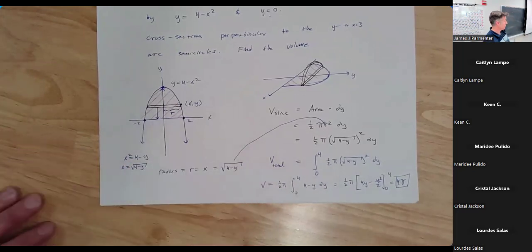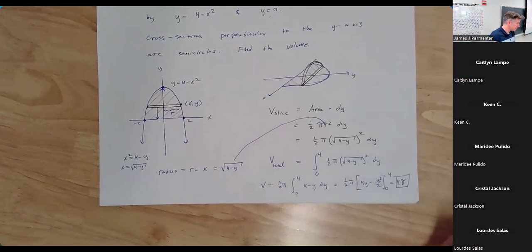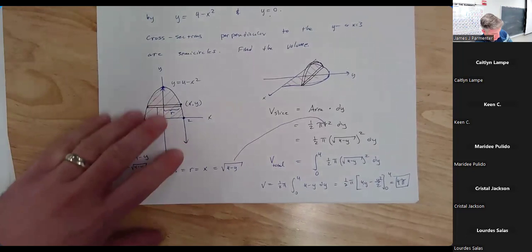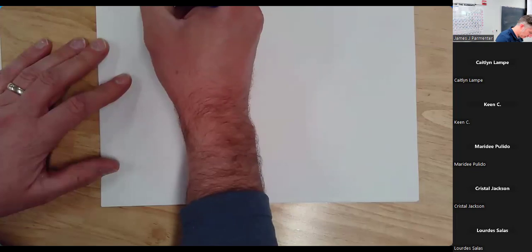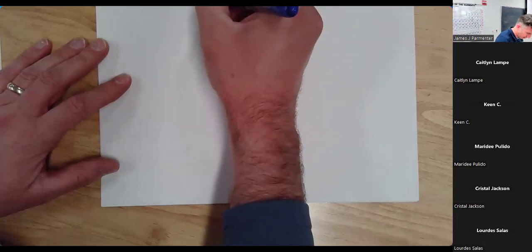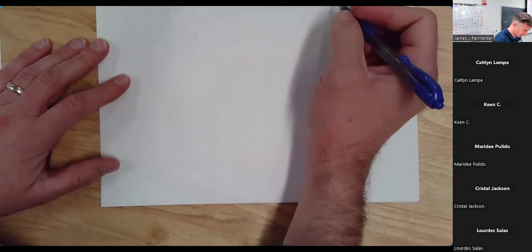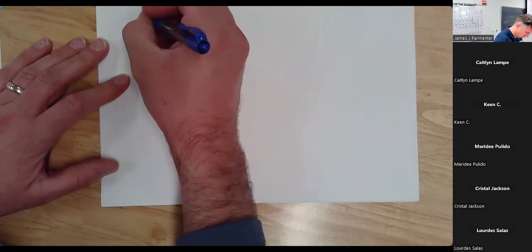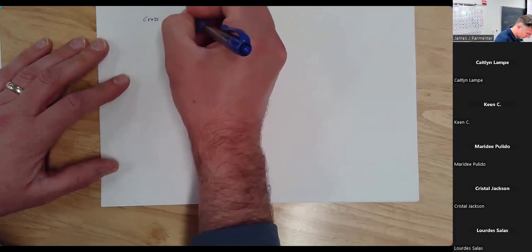Now, actually, that's a really good question. If instead the problem was phrased as the cross sections being perpendicular to the x-axis, then we'd have a different setup. So actually, let's do that. Let's say we want to do the same base, same base with y equals 4 minus x squared and y equals 0. But now the cross sections are going to be perpendicular to the x-axis.